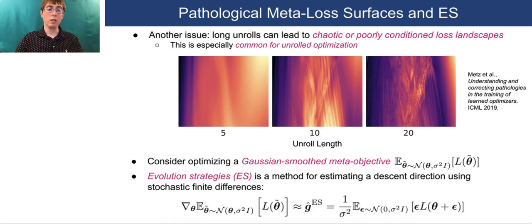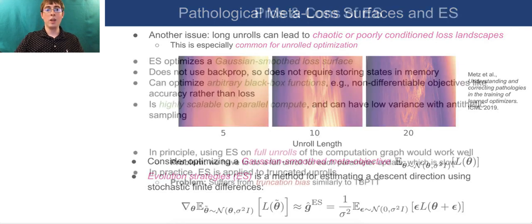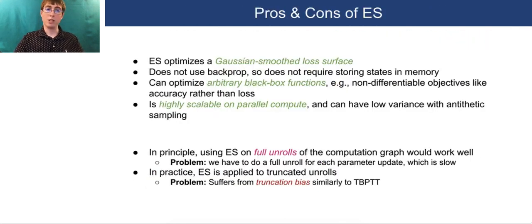So one solution is to consider optimizing a Gaussian smooth version of the meta-objective. And evolution strategies, or ES, is a method for estimating the gradient of such a Gaussian smooth meta-objective. On the bottom right, we can see the vanilla ES gradient estimator, which samples perturbations epsilon to the parameters theta to compute a stochastic finite difference estimate of the gradient. So what are the pros and cons of evolution strategies?